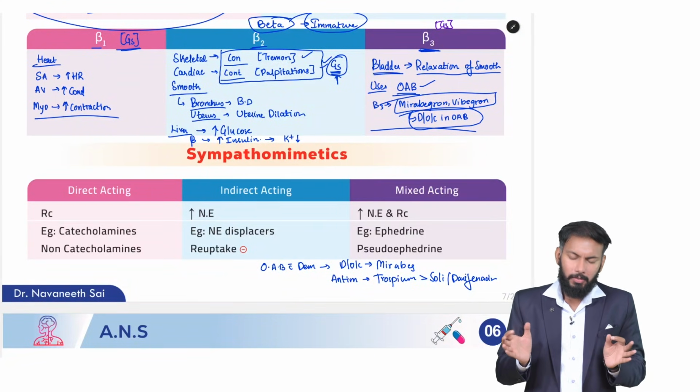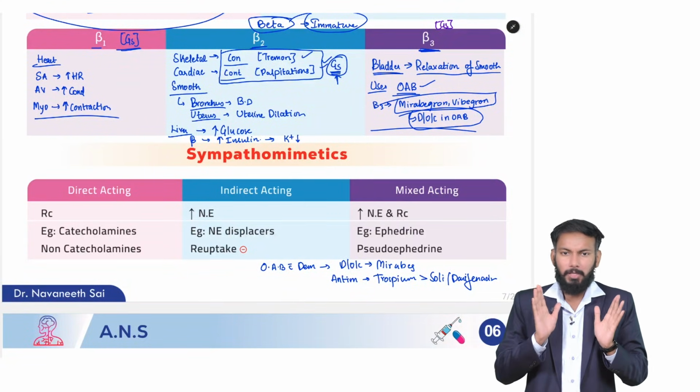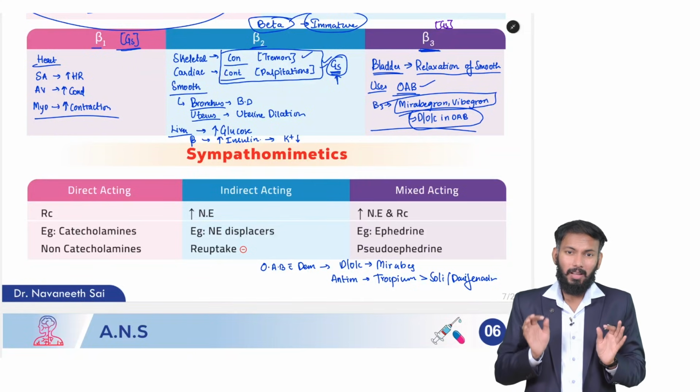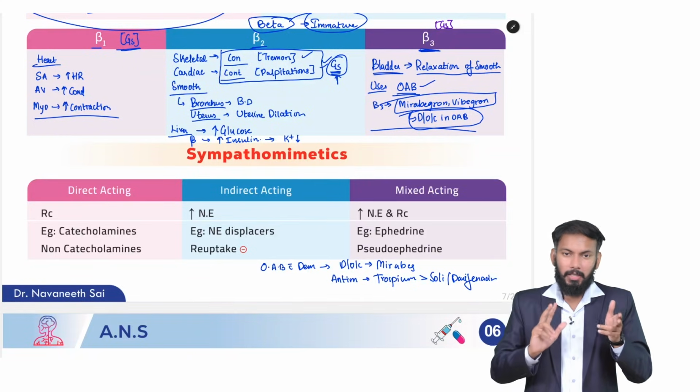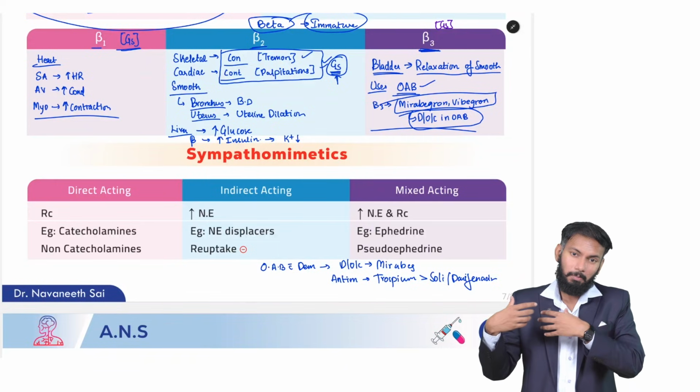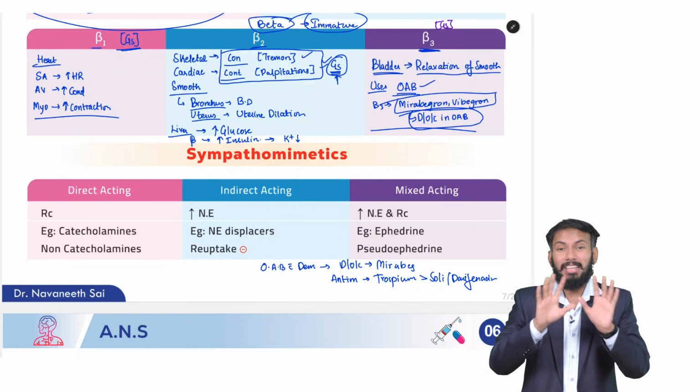Why am I telling you this? From this you will get 1 or 2 MCQs. I will tell you while we are discussing the MCQs. So, this is what I want you to understand. Alpha 1 is present in the eyes, prostatic ureter, blood vessels. Alpha 2 is a brake. Beta 1 is present on the heart. Beta 3 is in the bladder. Beta 2 is present in the rest of the body.